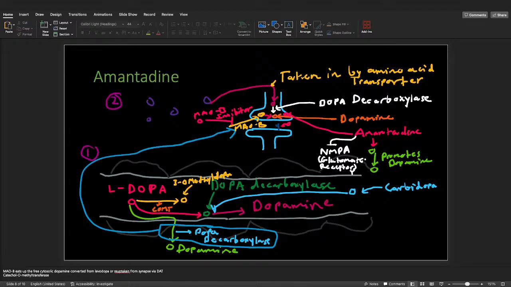So let's not be overexcited here with that movement. Let's slow that down and also increase our dopamine use. So that's what amantadine does. It's kind of like a dual mechanism here. Amantadine is going to block that receptor, which is on the postsynaptic area, and then it's going to work on allowing more of that dopamine to cross through.